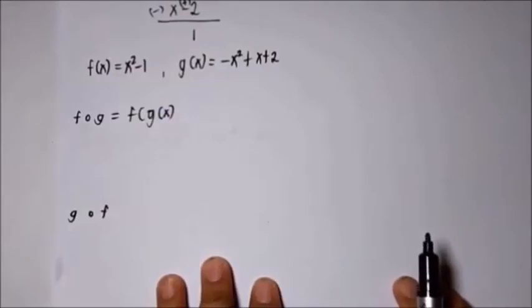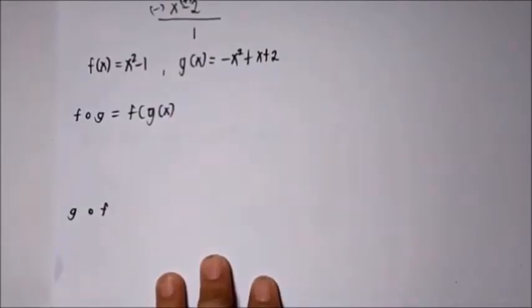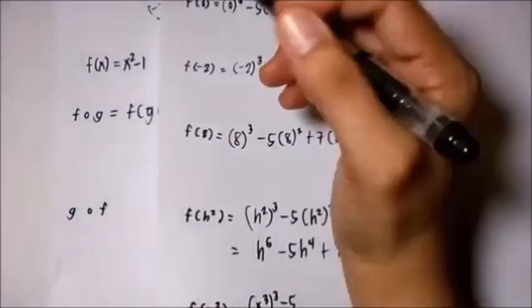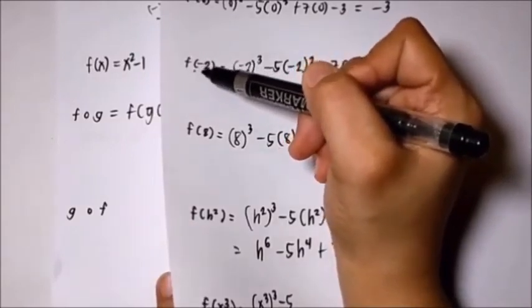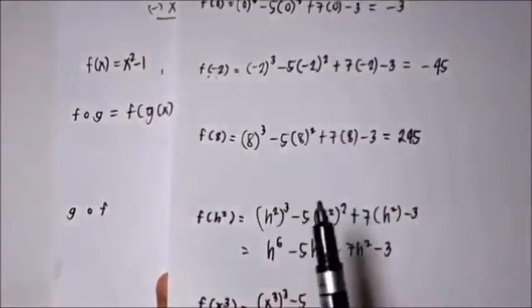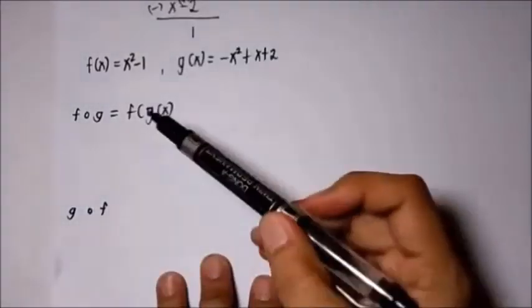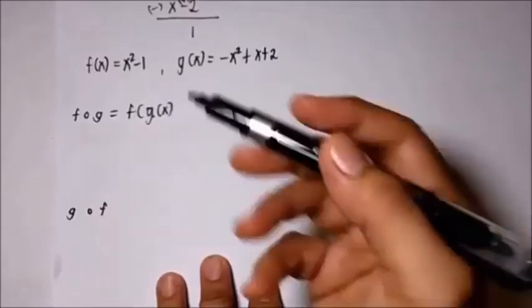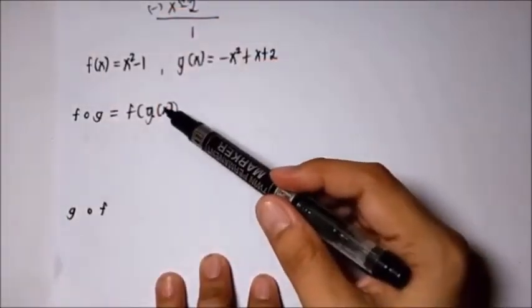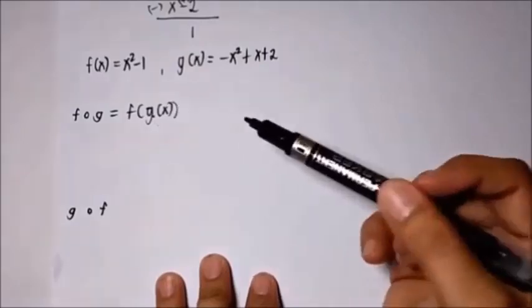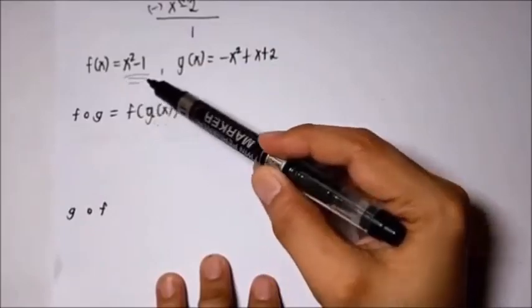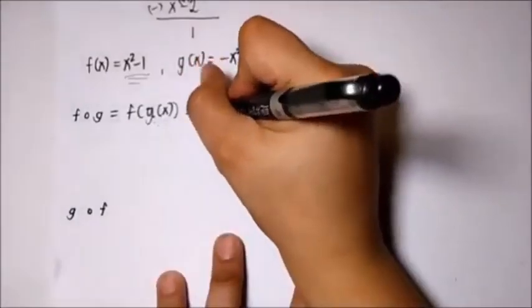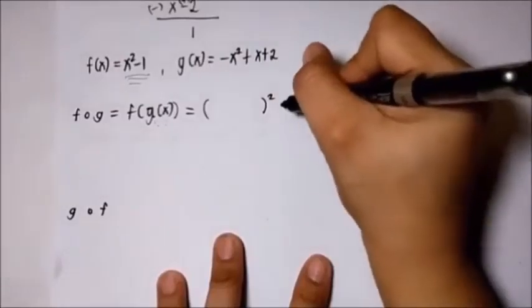So from our given function in our previous example, if the given is negative 2, then we will substitute negative 2 to all the values of x. So now, instead of negative 2, the given is g of x. So we will substitute now to all the values of x the value of g of x. So let's use the value of f. f is x squared minus 1. So we have x squared minus 1.